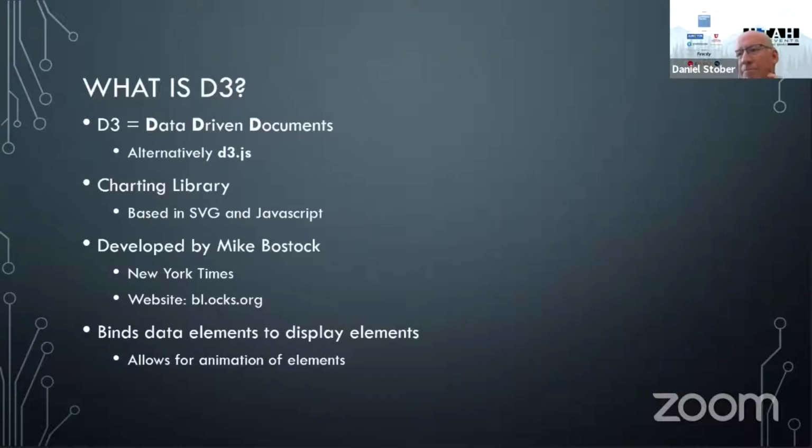Basically, it's a charting library. So it's a JavaScript library that uses SVG and then JavaScript to manipulate those items on the SVG canvas to basically create a visualization. It was developed by Mike Bostock, who works for the New York Times and has a couple of different websites. And in just a second, I'm going to show them to you. And it'll probably, again, get you excited about some of the things that you can do. And again, it binds the data elements to the display elements, which then allows you to animate it.